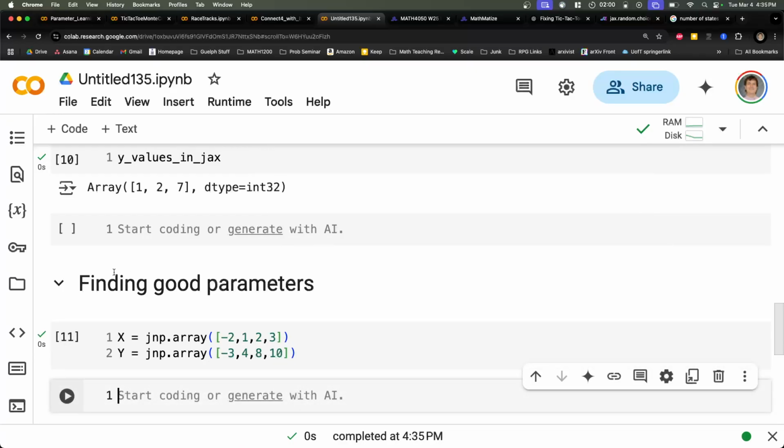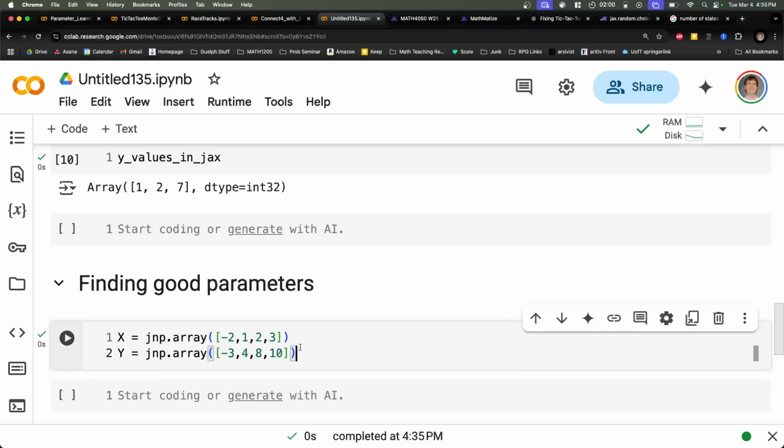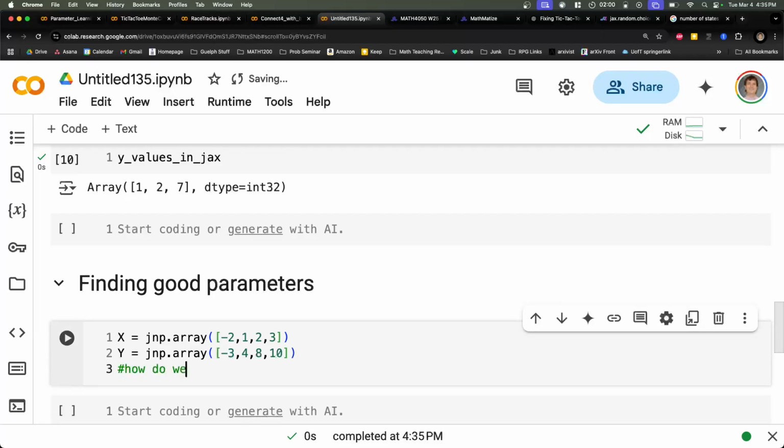And the question is, how do we find a function v so that v of x equals y? And if v was with square brackets, it would be very simple. v of minus 2 equals minus 3. v of 1 equals 4. v of 2 equals 8. v of 3 equals 10. You just plug it in by fiat, but we're doing it with parameters. So v of parameters like this, and we'll use theta for parameters to make it work.